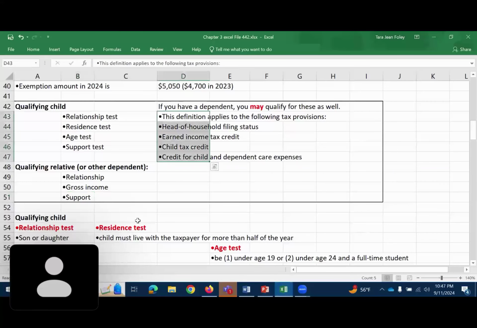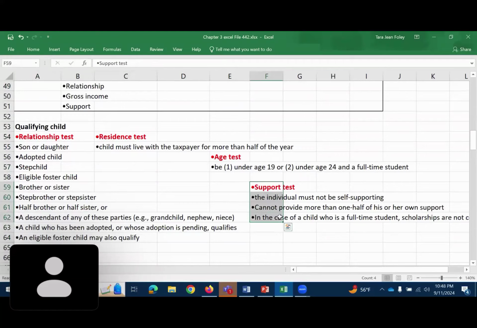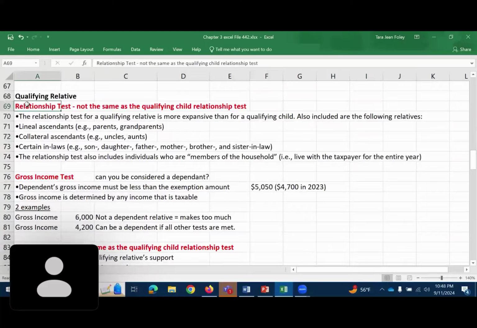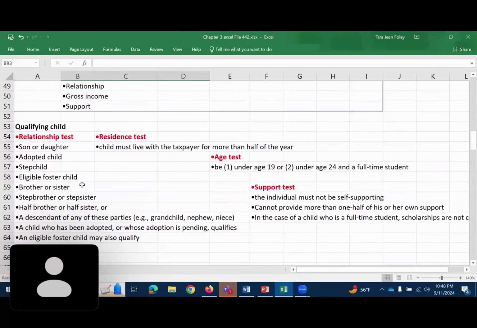Okay, so to be a qualifying child, this is the relationship test, the residence test, the age test, the support test. I'll move this over so you can see it. The qualifying relative, this is the relationship test, not the same, the gross income test, and the support test. Not the same. So we're going to go through this.